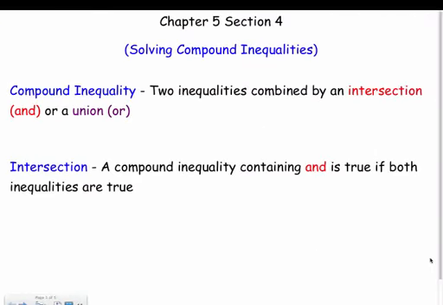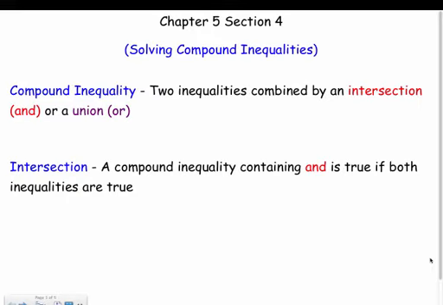Pretty good job at your inequalities so far. And now we're going to start getting interesting a little bit. We're going to talk about compound inequalities today. And then in the next day, we'll talk about absolute value inequalities. And these get a little more challenging. So let's take a look closely.